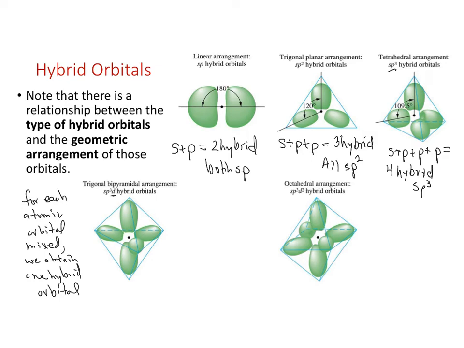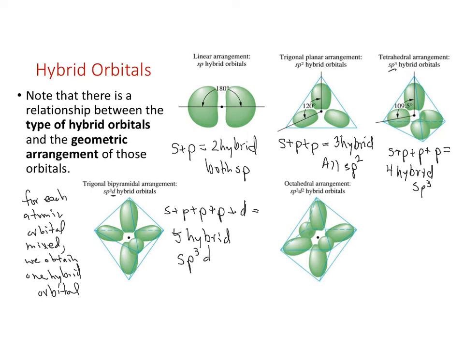So if I need trigonal bipyramidal geometry, I would need 5 electron domains. To obtain 5 electron domains, I would have to mix together 5 atomic orbitals. So there's an s, 3 different p orbitals, and now I'd have to mix in a d orbital, and that would give me 5 hybrid sp3d orbitals. So now each of those orbitals is an sp3d orbital. They are all hybrid orbitals.